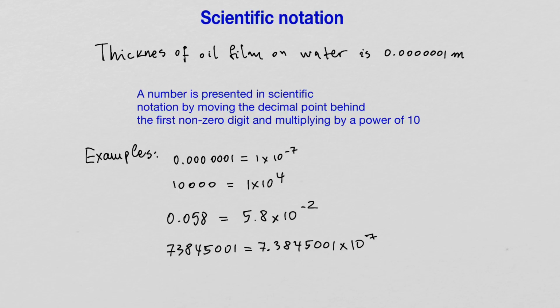And then I end up with 7.3845001 multiplied by a power of 10, and so this power of 10 has an exponent equal to 7, equal to the number of spots I moved the decimal point. And since I moved the decimal point to the left, the sign in front of the exponent is positive. And so any large or small number can be presented in scientific notation by just using this definition here, and of course, following the convention for the sign of the exponent based on in which direction we move the decimal point.